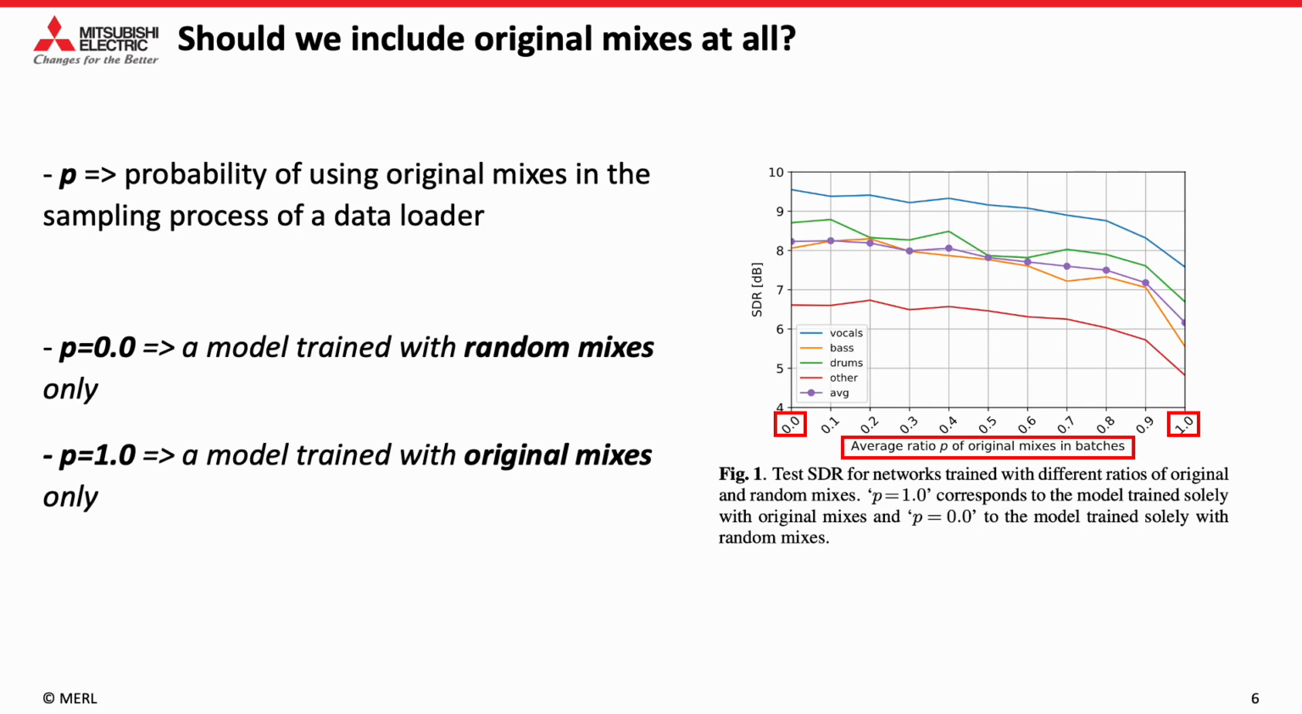The first topic that we would like to discover is, should we include original mixes at all during training? In this experiment, we introduce a variable p, which is the probability of using original mixes in the sampling process of a data loader. So the p equals 0 model, the leftmost point in the figure, is a model trained with random mixes only, and the p equals 1 model, the rightmost point in the figure, is a model trained with original mixes only.